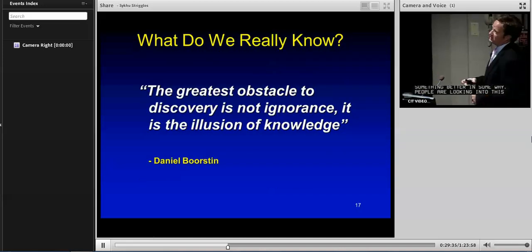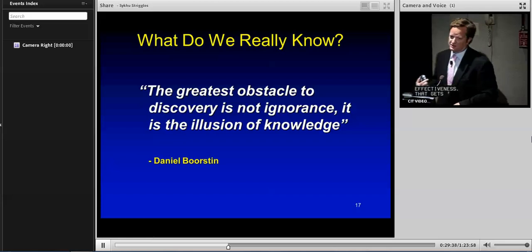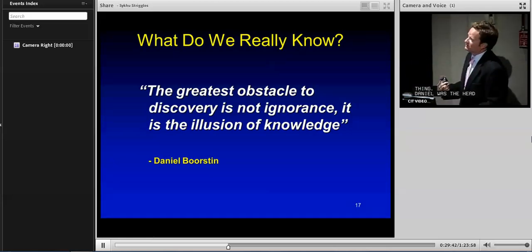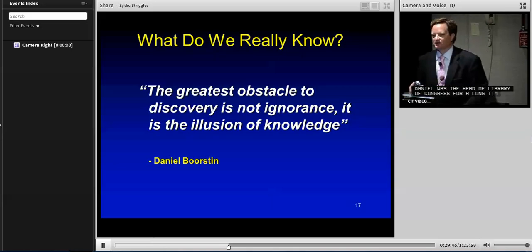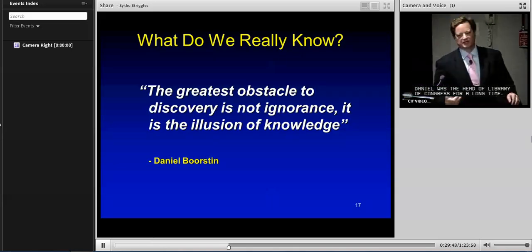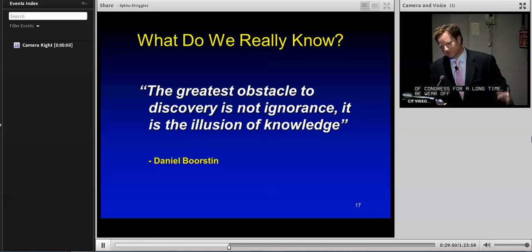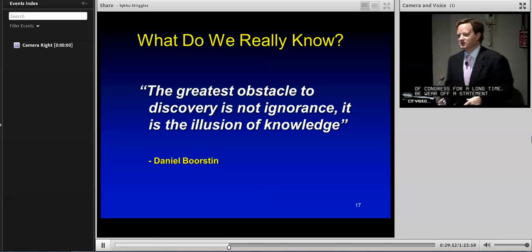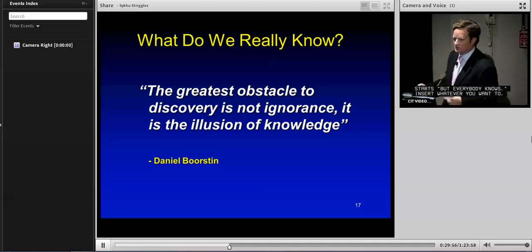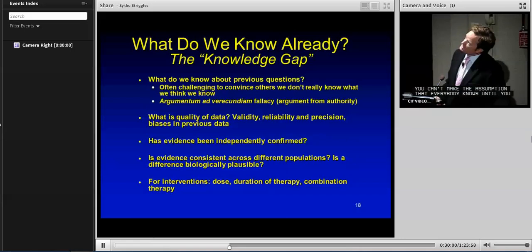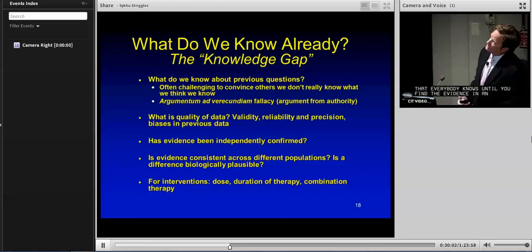So that gets us to this basic thing. Daniel Boorstin was the head of the Library of Congress for a long, long time, and he said the greatest obstacle to discovery is not ignorance, it's the illusion of knowledge. Beware of any statement that starts out, but everybody knows, insert whatever you want to say here. Because you can't make those assumptions that everybody knows until you actually go out and you actually find the evidence in an unbiased way.